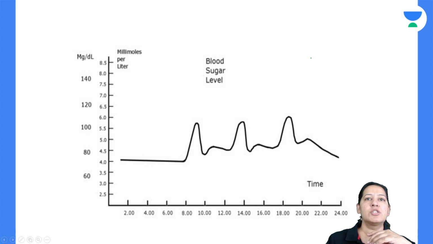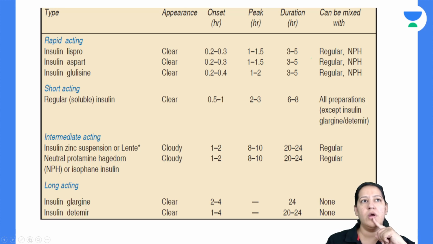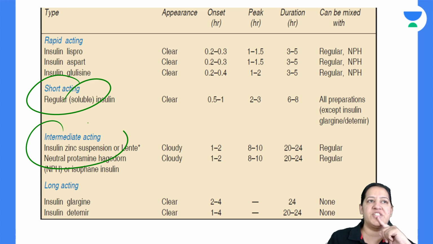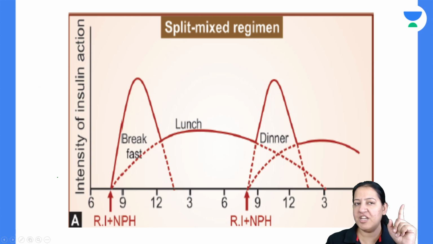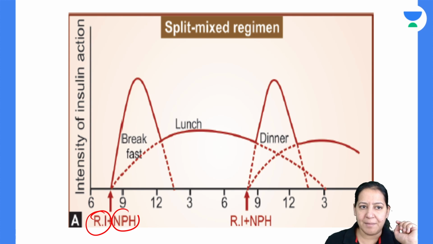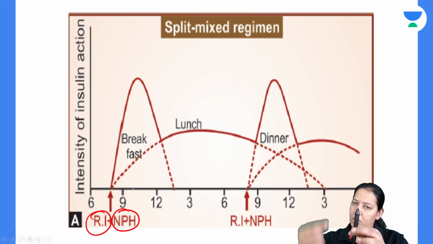In the split mixed regimen, you are giving which 2 insulin? You are giving short acting and intermediate acting. You are not giving rapid and long. You mix short and intermediate. You mix regular insulin with NPH. Regular is short and NPH is intermediate. See here, I am mixing regular insulin with NPH in 1 injection only. I am taking 1 injection, putting regular insulin and NPH both.